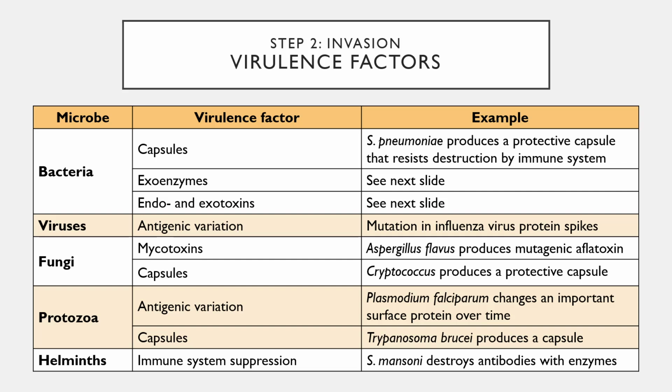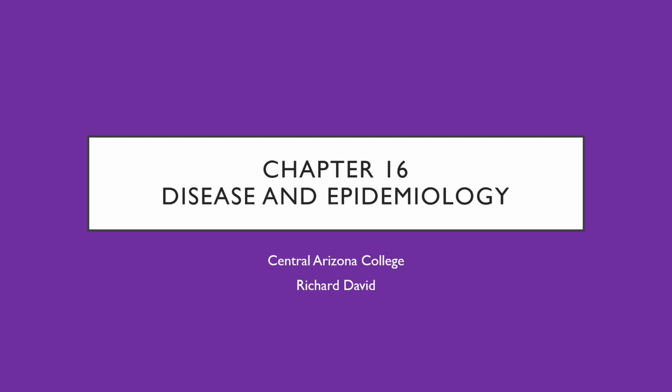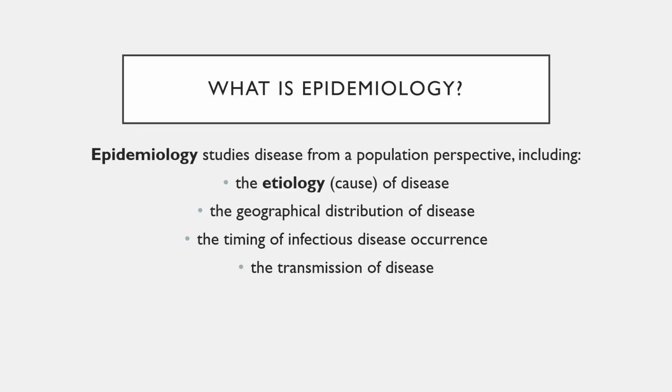So this concludes our discussion of chapter 15, and now we're ready to move on to chapter 16, which is entitled Disease and Epidemiology. We've talked about what disease is in chapter 15, but we haven't yet defined epidemiology. Epidemiology is the science that studies disease from a population perspective. Epidemiology looks at a few different aspects of disease, including the etiology or the cause of the disease, the geographic distribution of the disease, the timing of its occurrence, and its transmission.